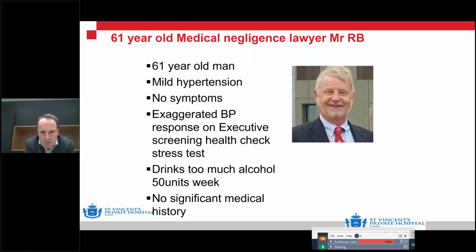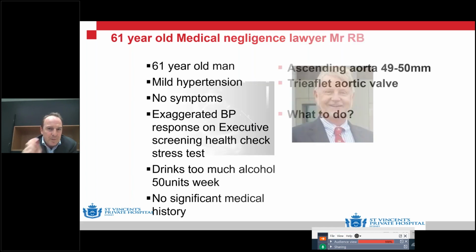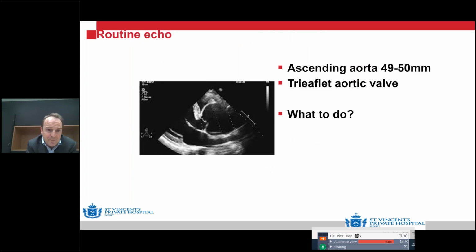A fourth case example is of a 61-year-old medical negligence lawyer. He's got mild hypertension, no symptoms at all, an exaggerated blood pressure response on his executive health screening, drinks far too much alcohol and has no significant medical history otherwise. He had an echocardiogram and was found to have a very dilated ascending aorta with a trileaflet aortic valve. His ascending aorta measured 49 to 50 millimeters, so by definition he's got an ascending aortic aneurysm.